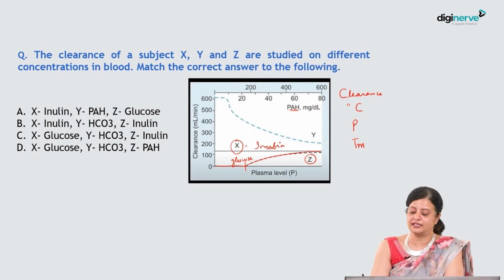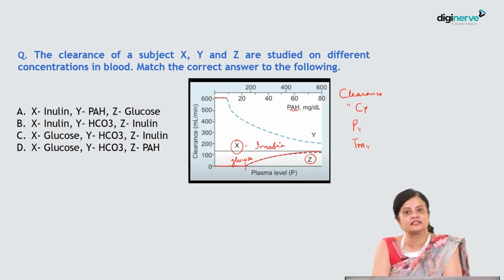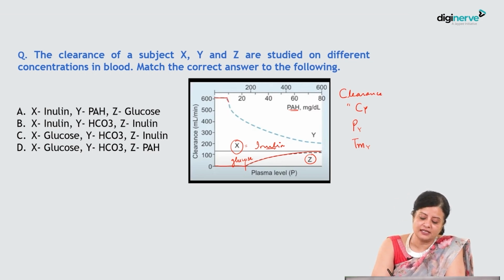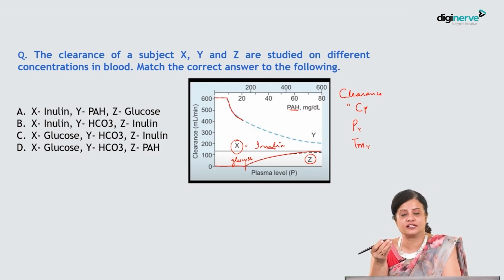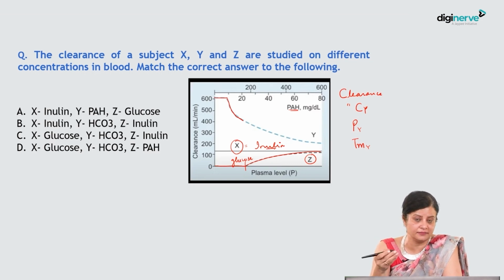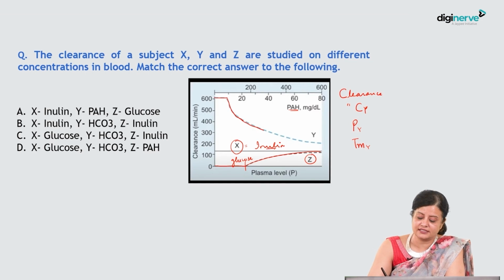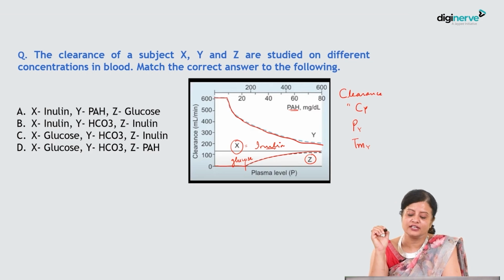Now here we will call it the clearance of substance Y, plasma level of substance Y, and transport maximum or renal threshold of substance Y. Here we see that when the plasma level of substance Y is low, the clearance is very high. As the plasma level of substance Y increases, as it crosses its renal threshold and its transport maximum, its clearance decreases and it almost becomes close to the clearance of inulin.